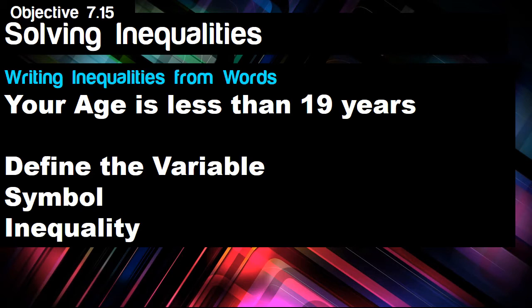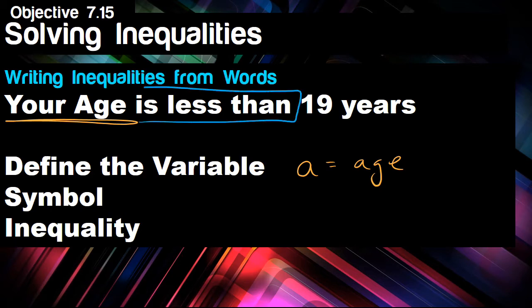And so we gotta do a couple things first. And these are the steps that you're going to have to do here in this lesson. First step is we need to define our variables. So we need to figure out what our age is. So we're going to label that as A is going to be your age. So the symbol we're going to use is less than. So this is the whole phrase we're going to look at, is less than. So obviously that's going to be the less than symbol.